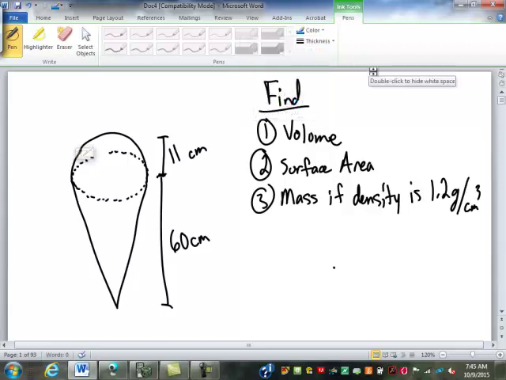Volume. So this one, we have two definite pieces that we're looking at for volume. We have the cone on bottom, so we're going to do the cone first. And then we have that half a sphere up on top. For the cone, we still have to find the area of the base. That base is a circle with a radius of 11. So that's pi times 11 squared.